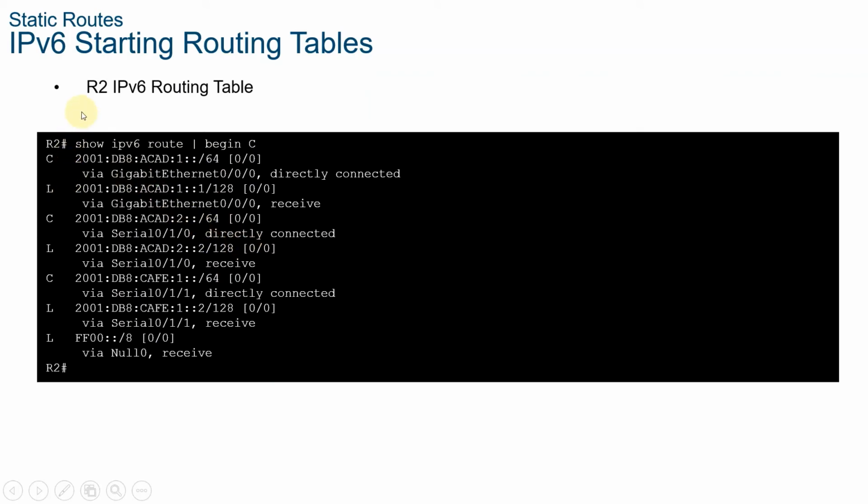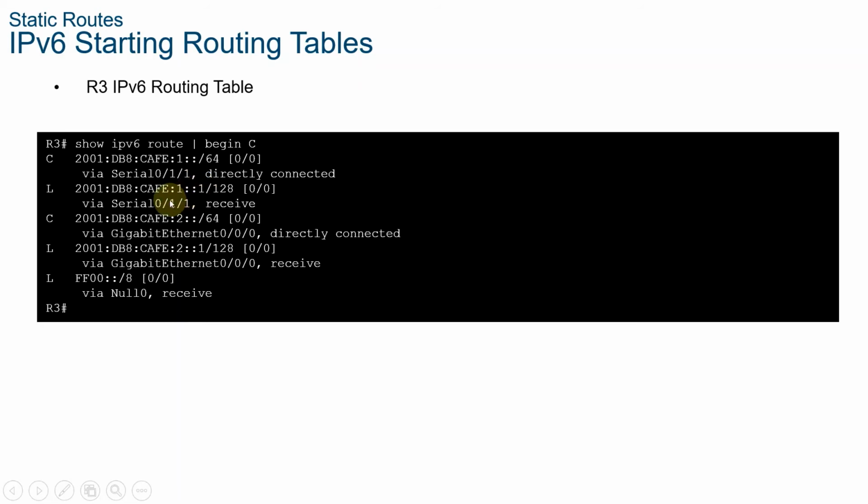Next, you also have the R2 IPv6 routing table. Again, if you observe, same thing. We have 3 directly connected networks and no remote networks yet defined on the routing table. So it's impossible for R2's directly connected devices to reach any of the remote network devices on the other routers. Now this is the router 3 IPv6 routing table. Again, you'll see directly connected networks, that is 2001:DB8:CAFE:1 and CAFE:2.